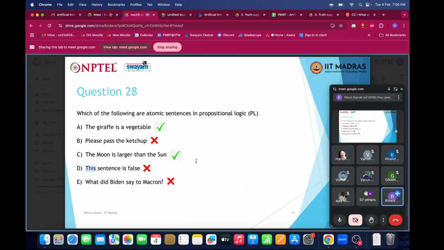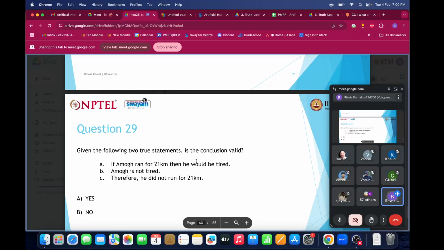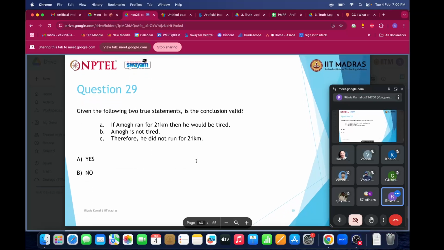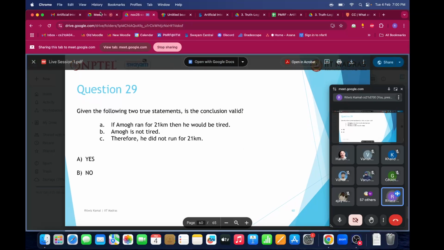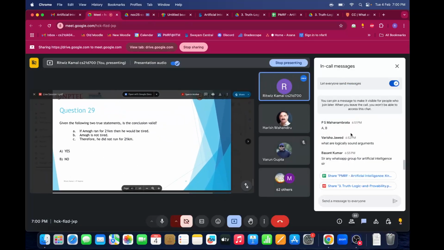Okay, then let's move to the next question. Question 29 tells us that, given the following two true statements, A and B, is the conclusion, statement C, valid?